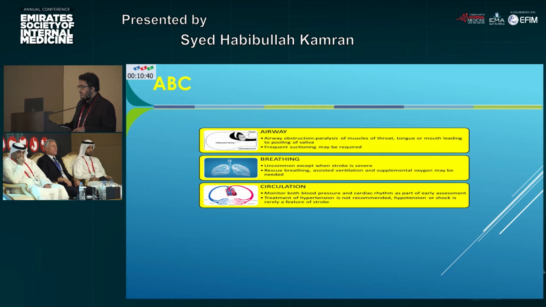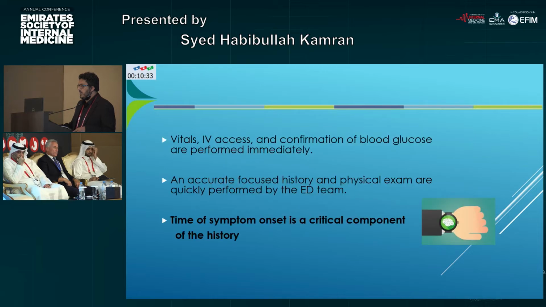Okay, so initially when the patient comes to the emergency, we do the ABC initial steps. And of course they will assess the vitals. They will check blood pressure, pulse, everything, because there are some exclusion and inclusion criteria. They insert at least 2 cannulas before giving the TPA. They will take a proper history, first by the emergency physician and then followed by the neurologist.